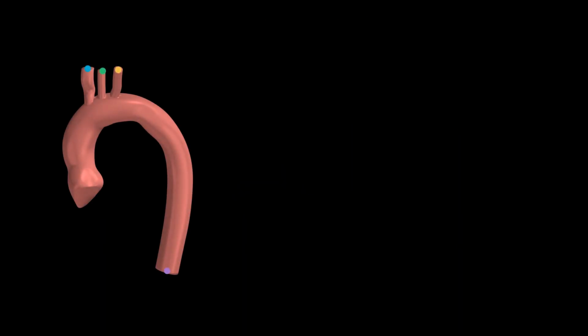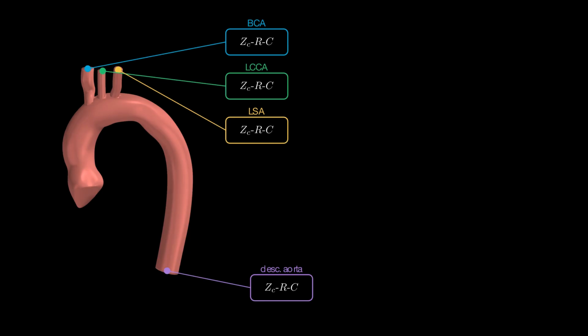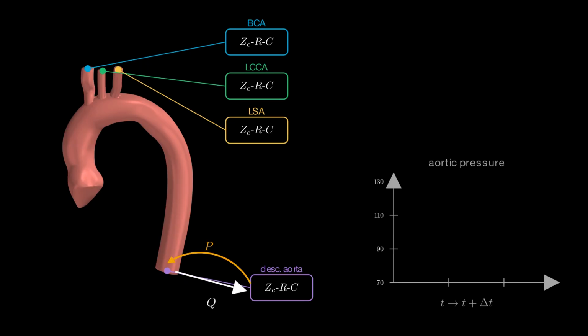In practice, each outlet carries its own Windkessel, tuned to that branch's share of cardiac output. At each time step, the solver computes the flow through every outlet face. The Windkessel returns the corresponding pressure, and that pressure is imposed back on the face. The 2 models advance together, beat after beat.